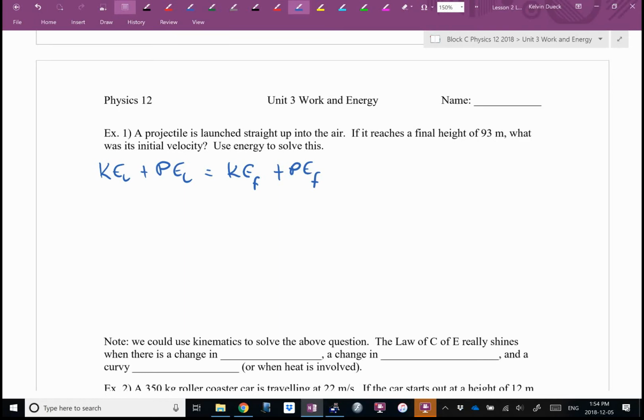And now I always pause and I ask, are any of these 0? Let's look at potential energy. Potential energy, which is mgh, will be 0 when we're on the ground. Are we ever on the ground? Yeah. Where? The beginning.